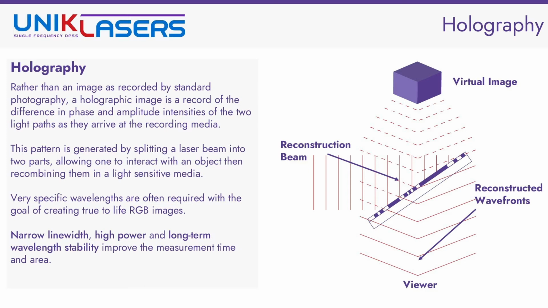You want a very specific type of laser for this. You want a single frequency laser. This avoids any issues with secondary images being formed. You want it to be narrow line width and high power, which will give a large acquisition area. And you want long coherence length. This will allow for large acquisition times. If you're working on colour or RGB images, you also want very specific wavelengths to create the correct colour balance.